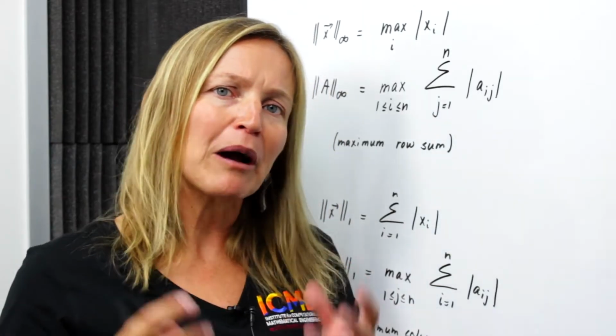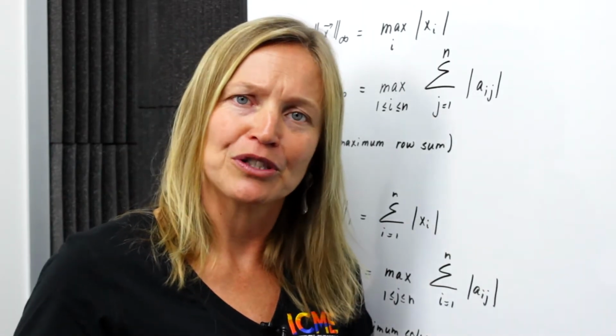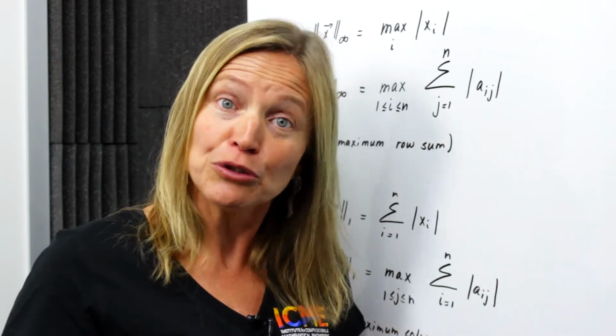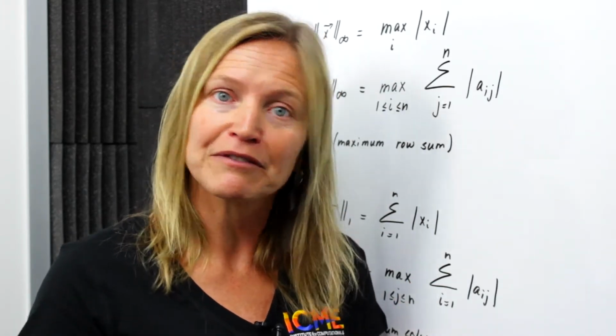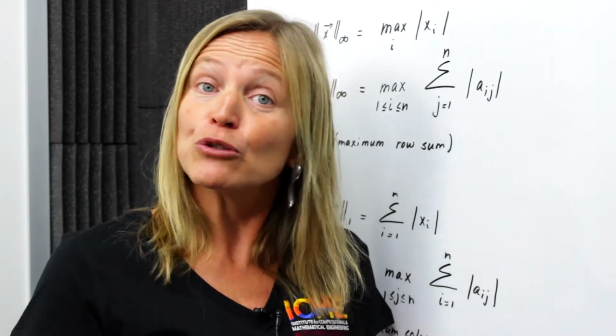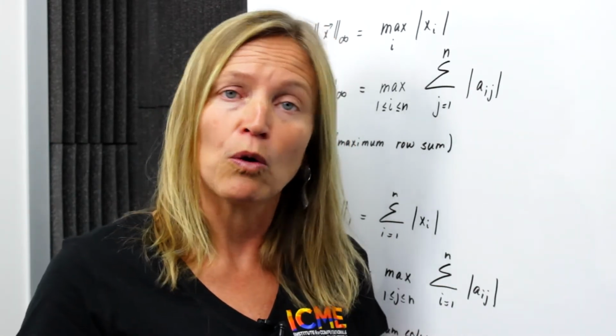So these are the most popular norms that we use: the one norm, the infinity norm, or the two norm. And which of these norms is useful really depends on the problem. Sometimes in a problem I like to use the two norm because it actually means something physically. Sometimes to show convergence, for example, I like to use another norm, maybe a one norm or an infinity norm. So it really depends on the physics and it depends on the mathematical properties.